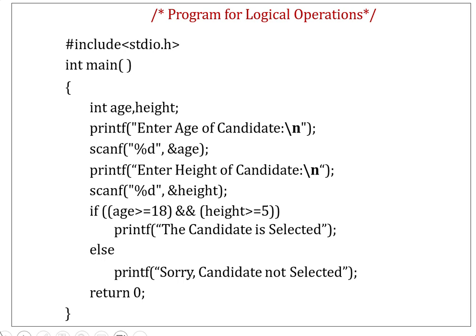Now we are entering the age. Instead of giving A and B values, we are going to take age and height. Suppose age is 10 and height is 5. When both are greater than or equal to the required values, that is, when both are true, you should print the candidate is selected, and if any one is false, then you should print sorry, the candidate is not selected. So logical and will help you to achieve this, because it will be true only when both the statements are correct.